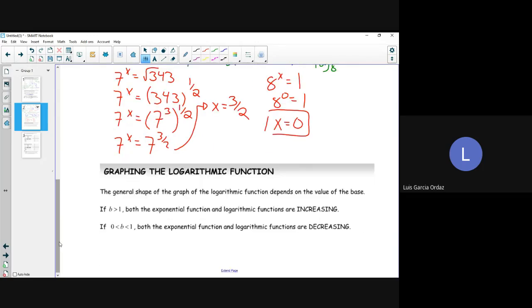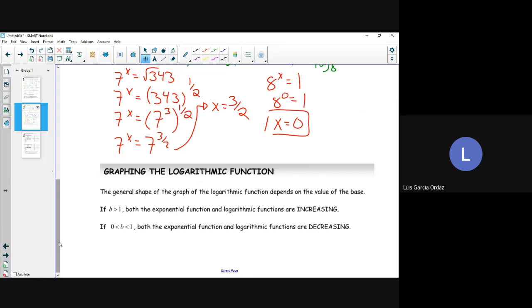So when we're graphing the log functions, the general shape of the graph of the log function depends on the value of the base. So if b is bigger than 1, both the exponential function and the log function are increasing. If b is a fraction, between 0 and 1, both exponential functions and log functions are going to be decreasing.